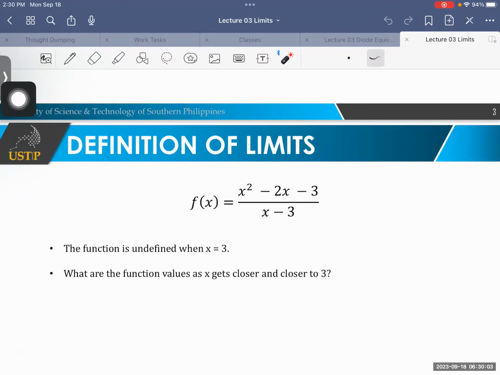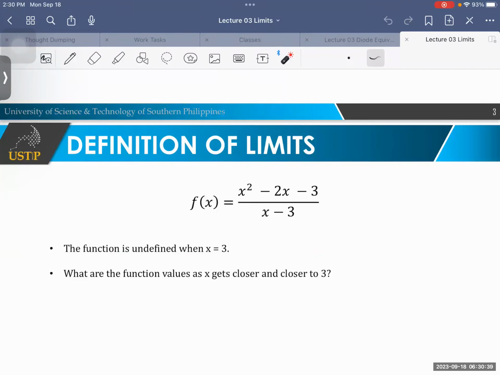Okay, so let's have here f of x equals x squared minus 2x minus 3 all over x minus 3. From just looking at this function, class, we know that when x is equal to 3, this will become 0 in the denominator, and f of x will become undefined. So the function is undefined when x is equal to 3.